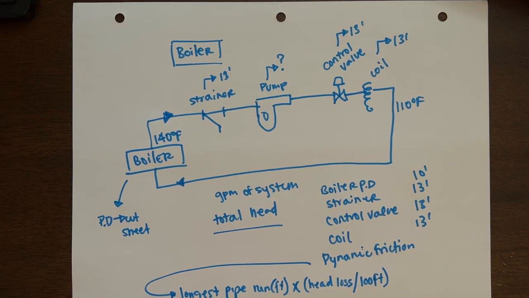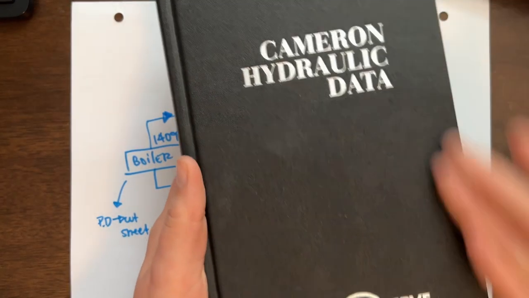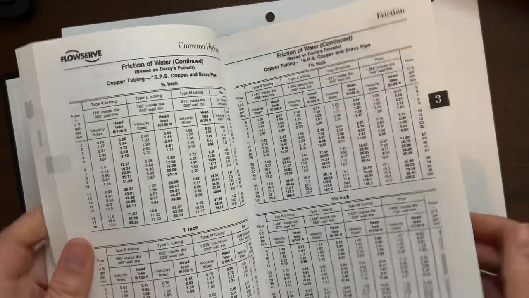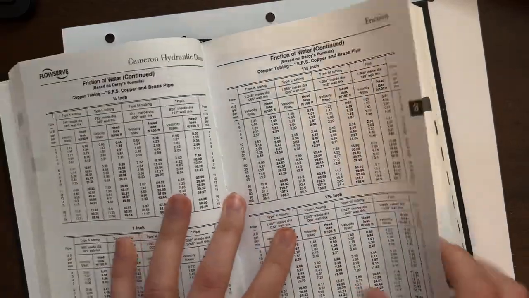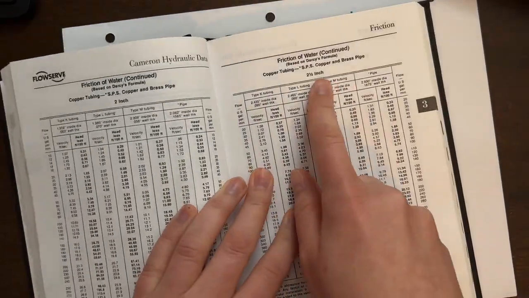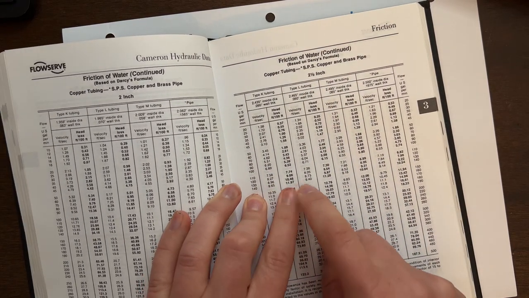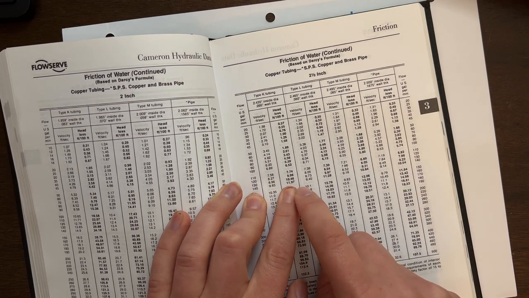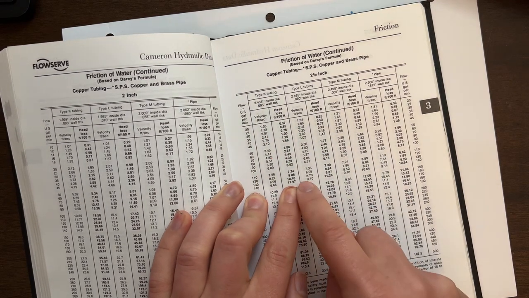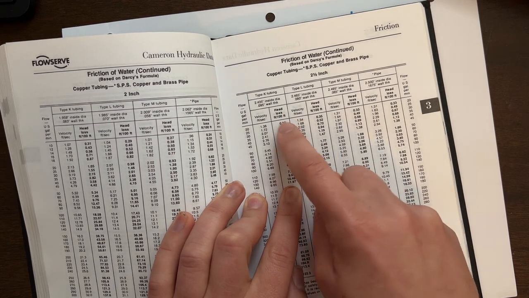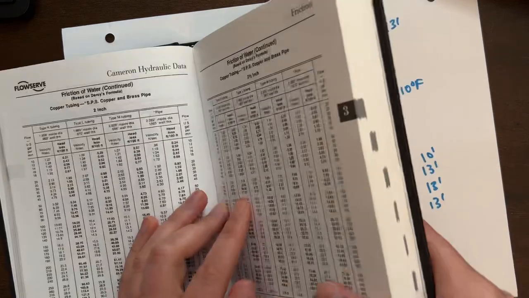So you will want to locate your Cameron hydraulic data book. This is where you'll get that information. It has all your flows and your pressure losses depending on what size pipe you have. You'll need to add all these up. Let's say you have a 2.5 inch, 140 GPM. If you're using type K tubing, you're going to have about 11.9 feet of head loss per 100 feet. So that needs to be considered.